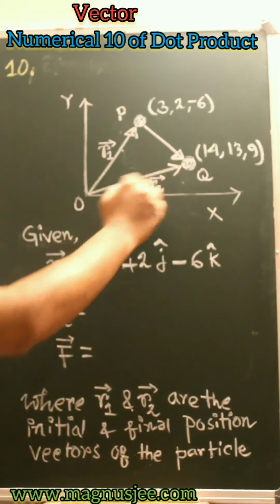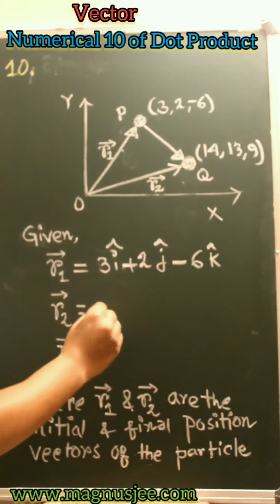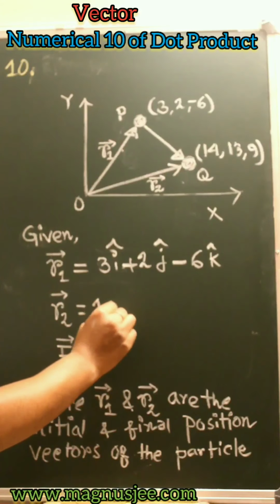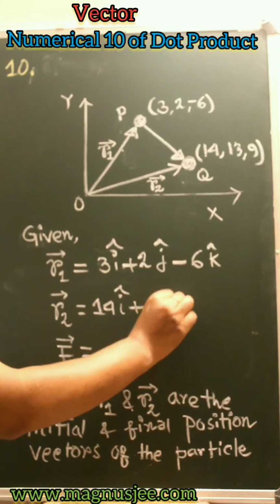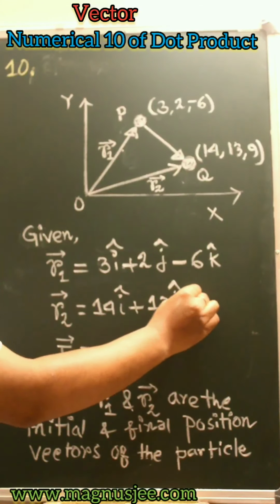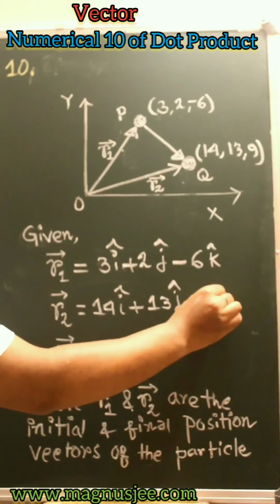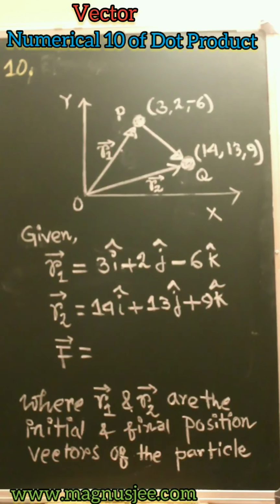Similarly, for the final position vector, with i cap we can use 14 i cap, then 13 j cap plus 9 k cap. 14, 13, 9 are the rectangular components of the final position vector.